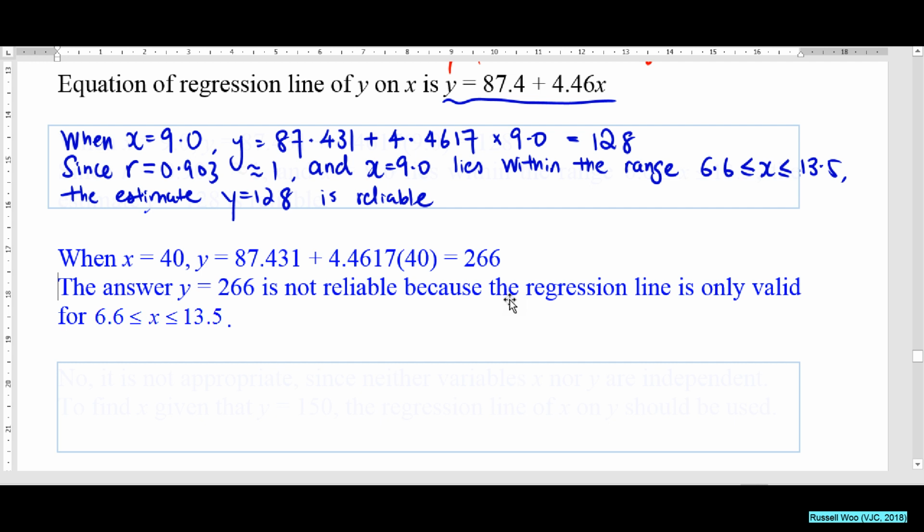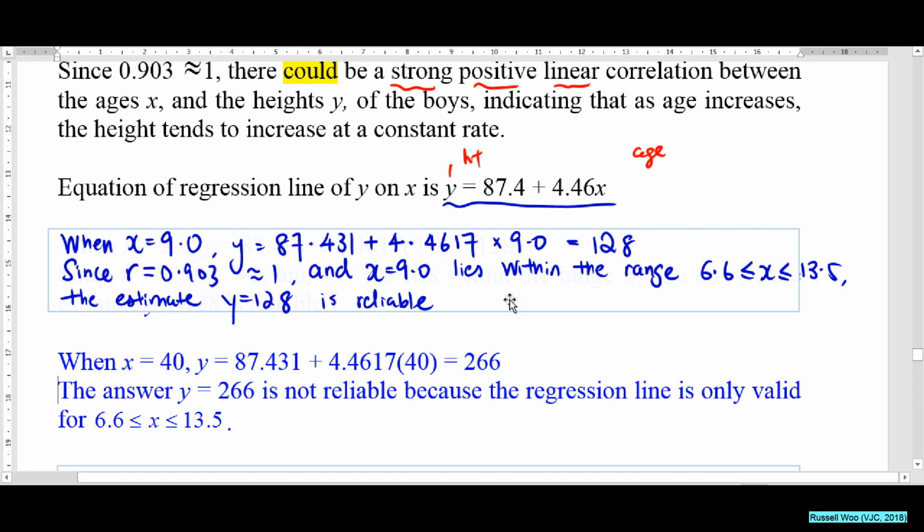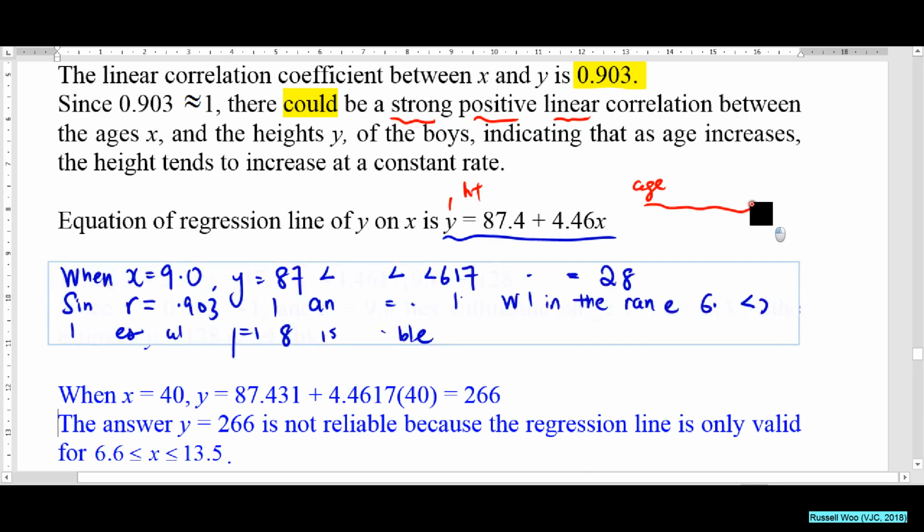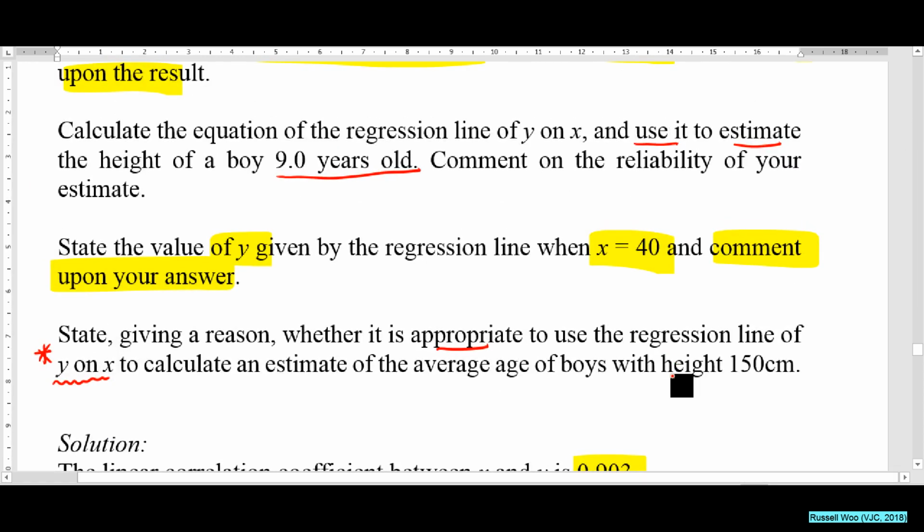Now, it's the last part that I want to say a bit more. Can I show the question for the last part? State with a reason whether it is appropriate to use y on x to calculate and estimate the average age for a given height. So now you are given y equals 150. I want to find out what x equals. Pay attention, please. You have found the regression line of y on x. You want to find the average value of x when y equals 150.